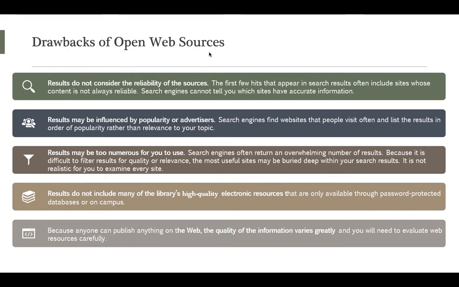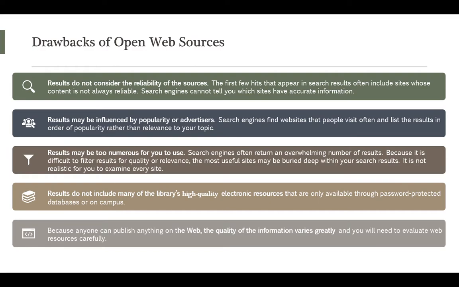So the drawbacks of open web sources: when you search something, the top result may not be something that's actually reliable. There are different algorithms that happen. Search engines usually just pop things up, and it could have to do with ads. It talks about being influenced by popularity. If a lot of people are clicking on it, then it may be the top result, but it may not be reliable. Again, advertisers, people pay to have their stuff come up sooner than others. So you've got to think about that.